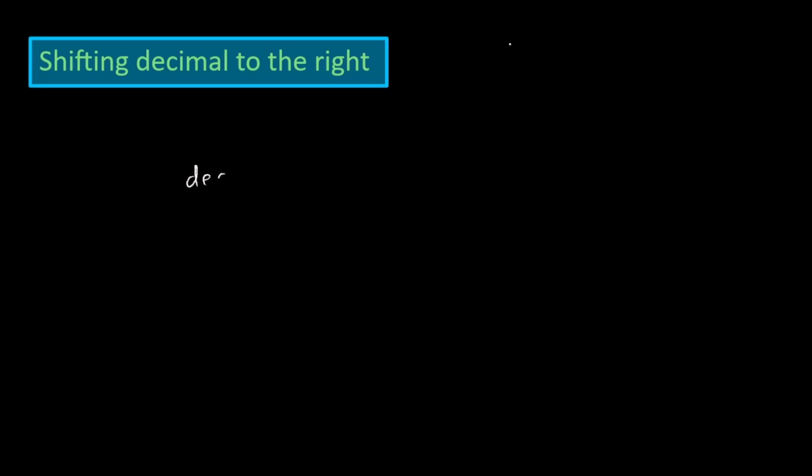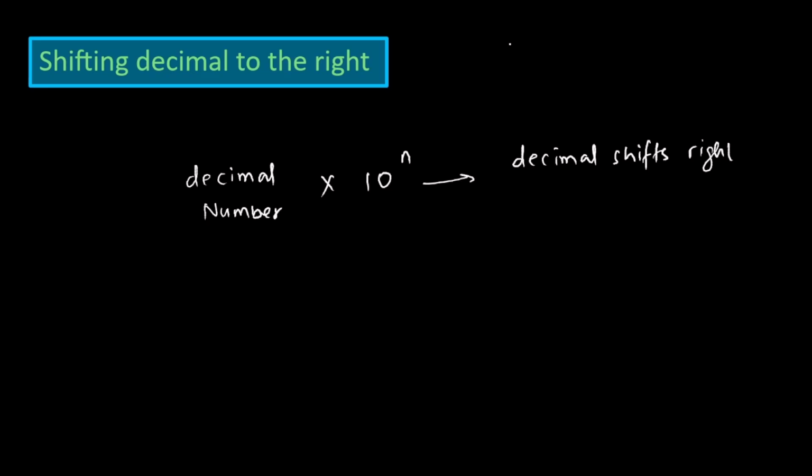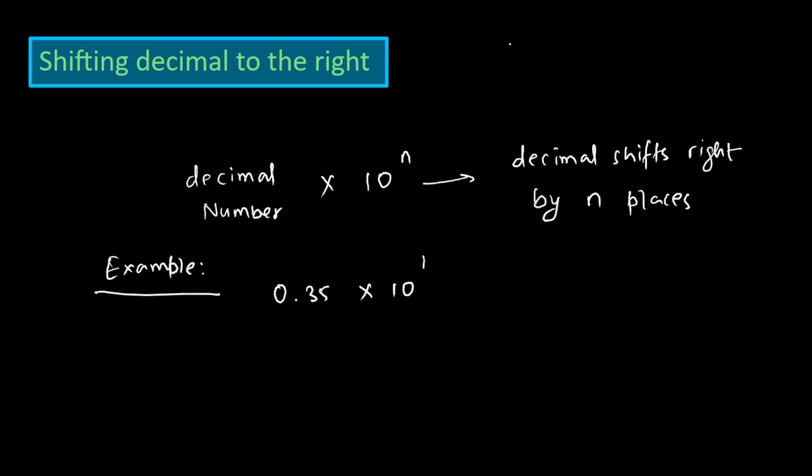Every time we multiply a decimal number by power of 10, the decimal will shift right by that many places. For example, if we have 0.35 and we multiply it by 10 to the power 1, which is the same as 10, then our decimal will shift one place to the right, giving us 3.5. Similarly, if we multiply 0.35 by 10 to the power 2, then our decimal will shift two places to the right, giving us 35.